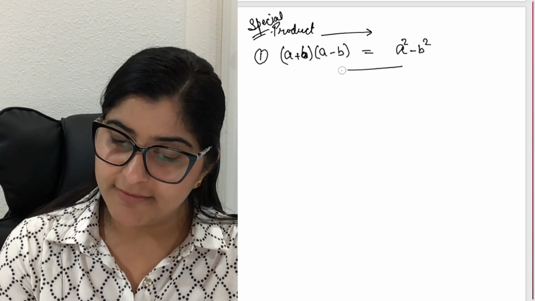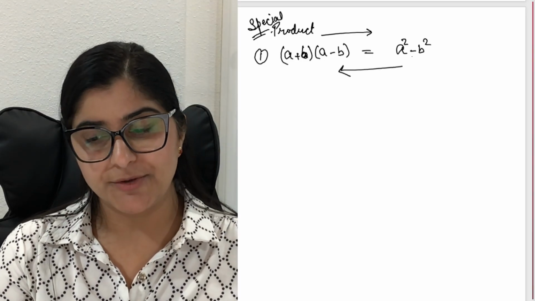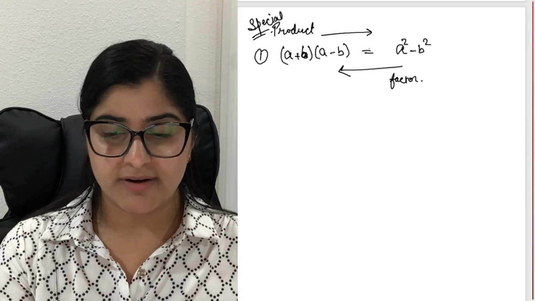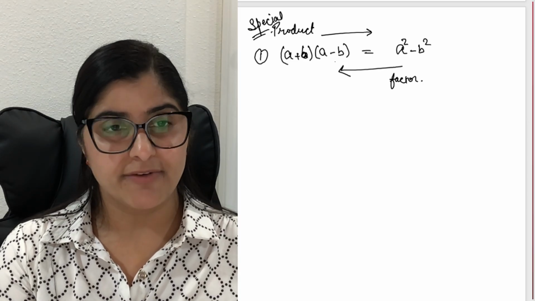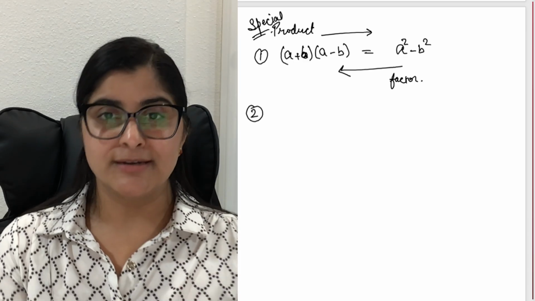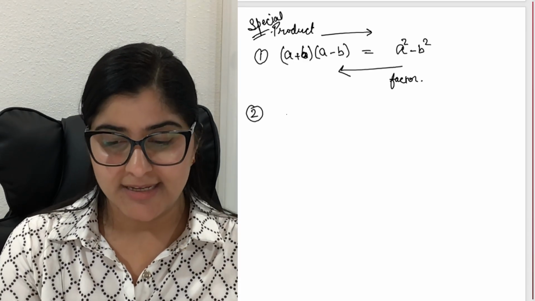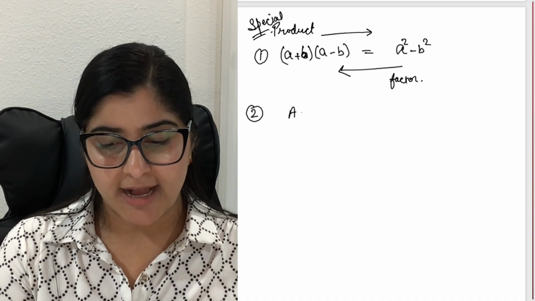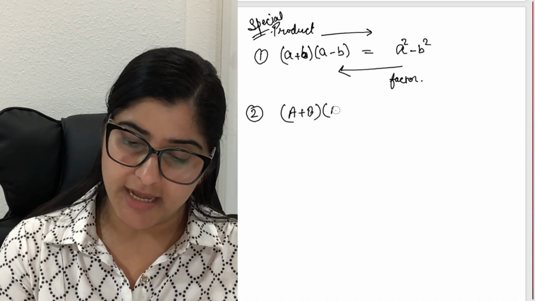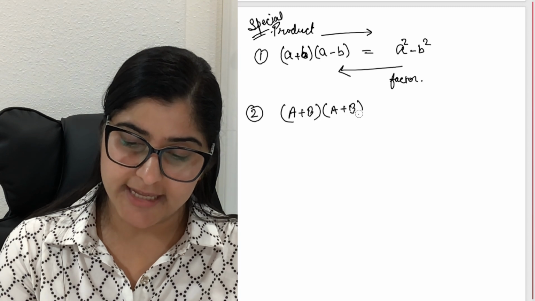But if you are given a squared minus b squared and you are asked to factor this, you will write that as a product of two same factors with the opposite sign in the middle. So factoring is the reverse of the product. Same thing if you are multiplying two same factors with the same sign in the middle.